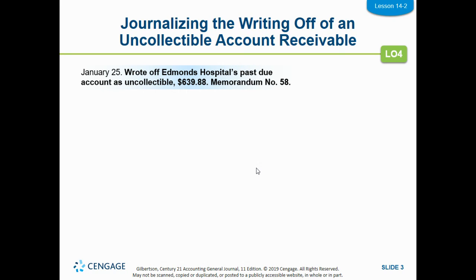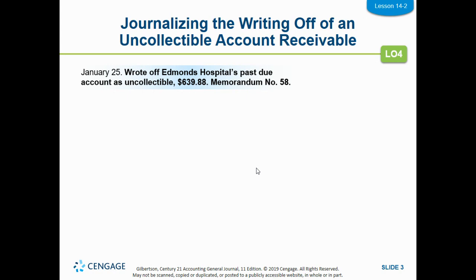So you remember in our first example, we had Edmonds Hospital, and their account was really past due. They were like over 90 days past due. And when they're at that point, I think on our chart, it said that when an account gets into that age category, we applied that 80% of whatever was in that age of accounts receivable, we would not be able to collect. Well, that's true. The more an account becomes past due, the less likely we are to collect it. So here we are on January 25th. We have decided to write off Edmonds Hospital, write off their past due balance, and put it as uncollectible, $639.88. We're going to prepare a memo as our source document.